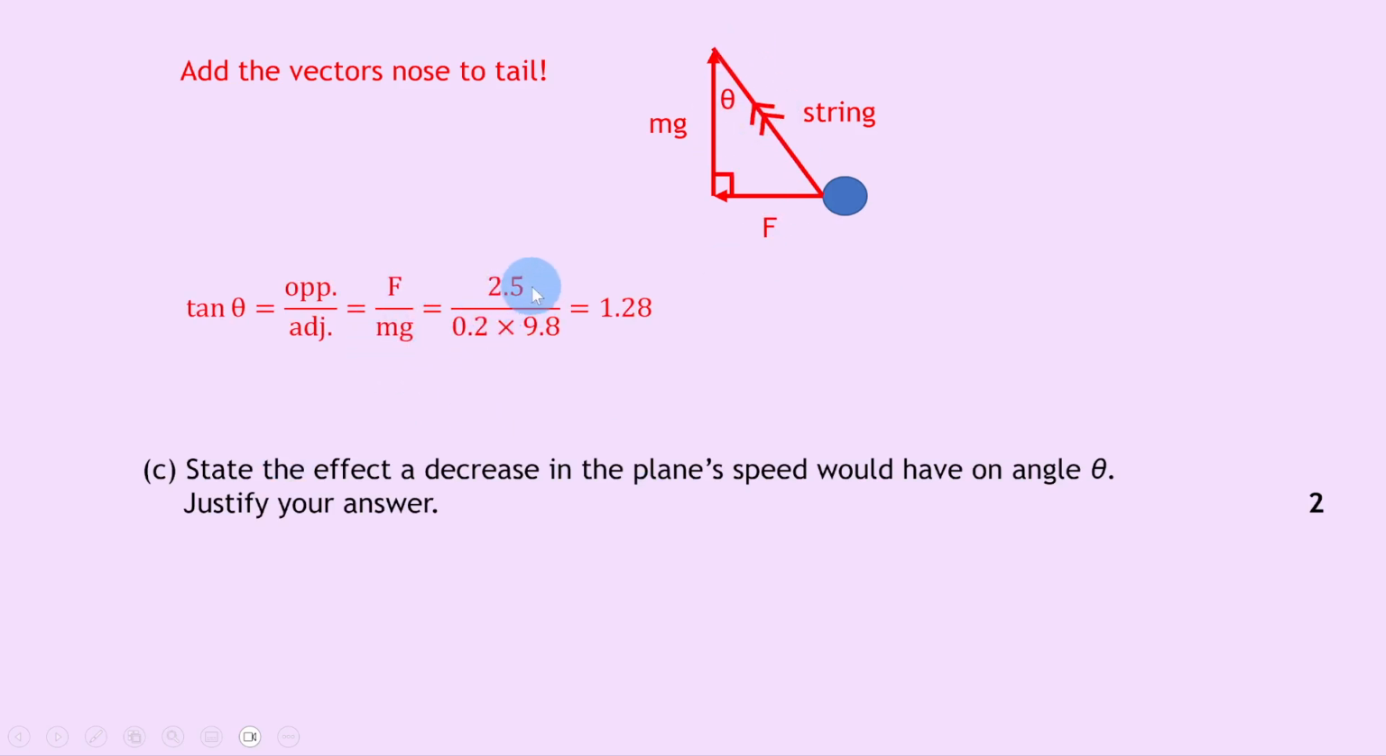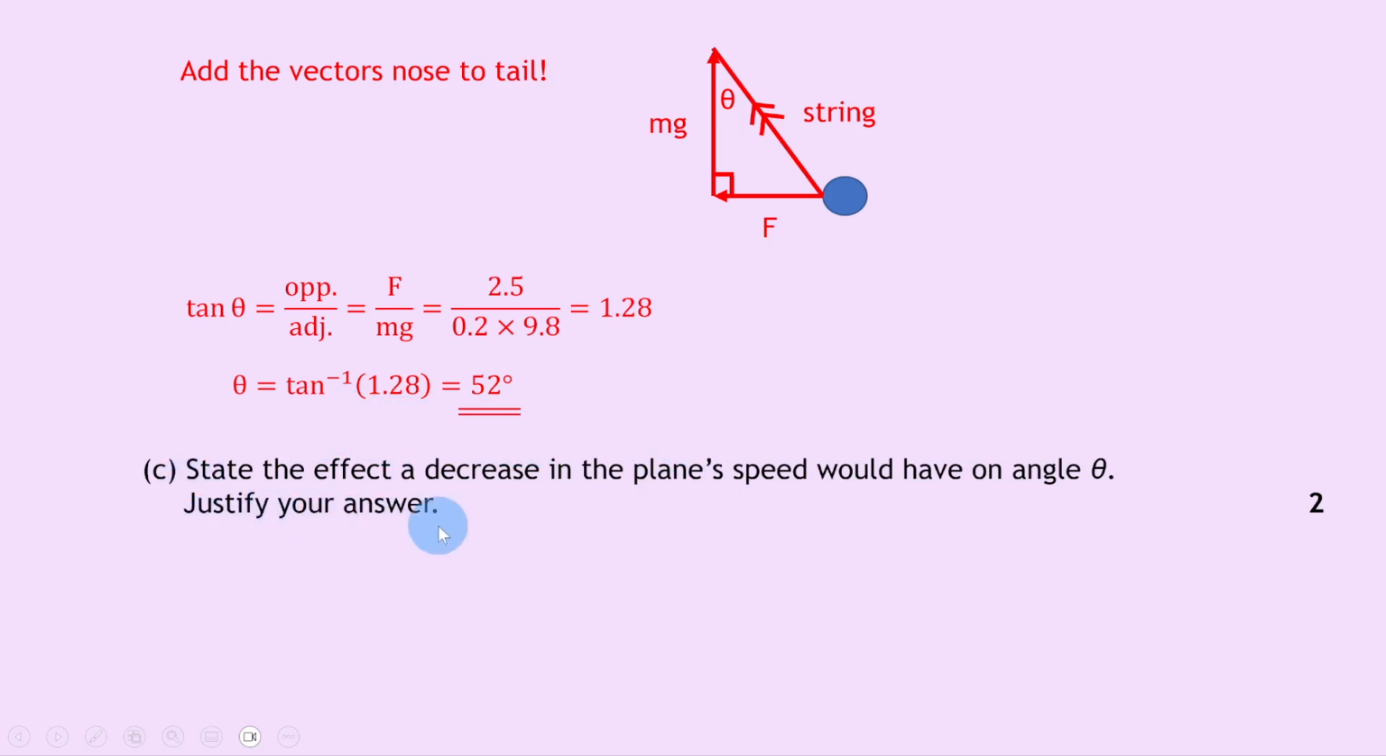And that's equal to 2.5 newtons, which was our answer to part A, divided by 0.2 for the mass times 9.8 for the gravitational field strength on Earth. And if you put that into your calculator, you should get an answer of 1.28. However, remember we want theta, not tan theta. So to find theta, we can do the inverse of tan of both sides, or shift tan in your calculator. So the inverse tan of 1.28 should give you an answer of 52 degrees.